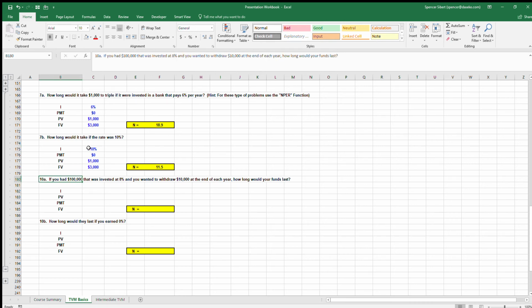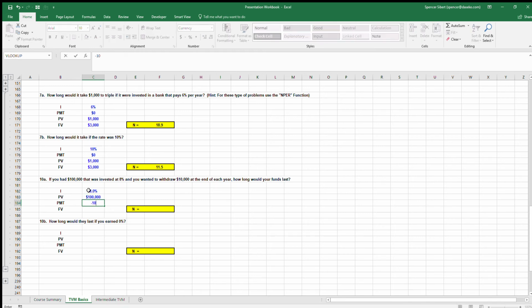Alright, moving on to the next question. 10A: if you have $100,000 that was invested at 8%, I can already tell you 8% is my interest rate. My present value is $100,000. You want to withdraw $10,000 at the end of each year, so let's put in $10,000 for that. How long would your funds last? So your future value is 0, because you want to see how long it lasts.